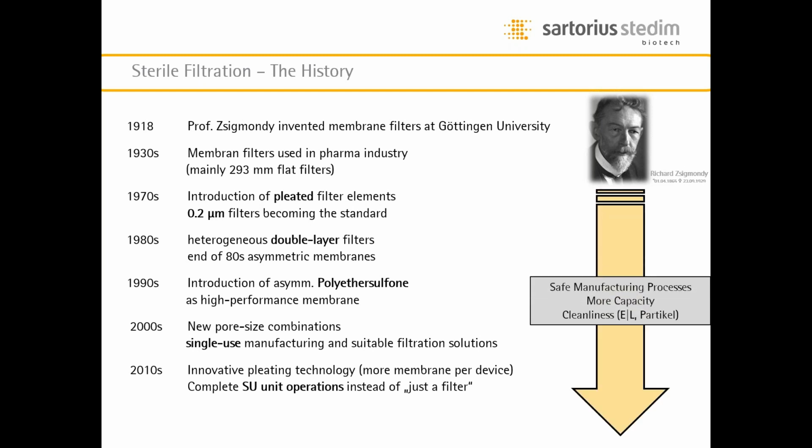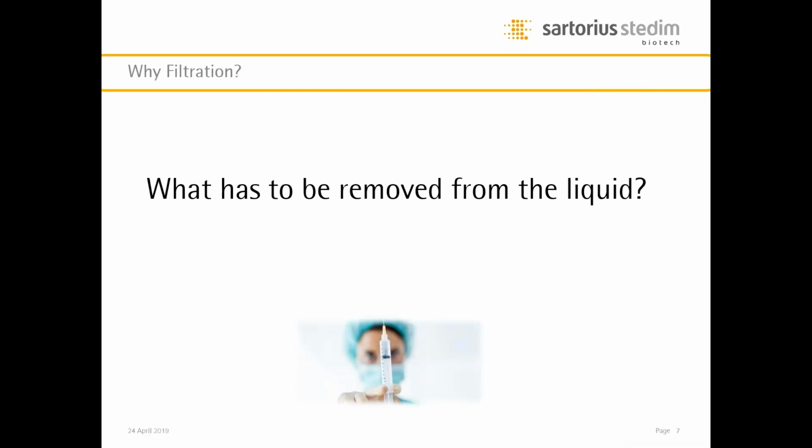So over the years, there was a trend towards a safe manufacturing process, more capacity, so a trend towards process optimization, and cleanliness also gets more and more into focus. That means avoiding released particles, but also extractables and leachables being released from plastic components. They cannot be completely avoided, but there is a clear trend to reduce this kind of leachable substances in the liquid.